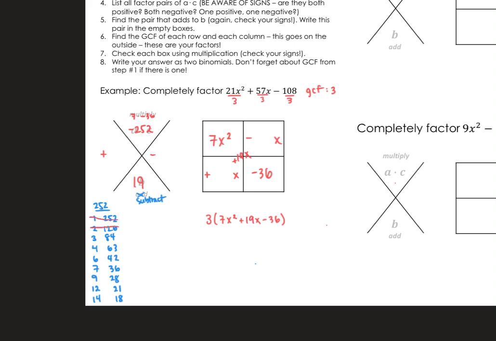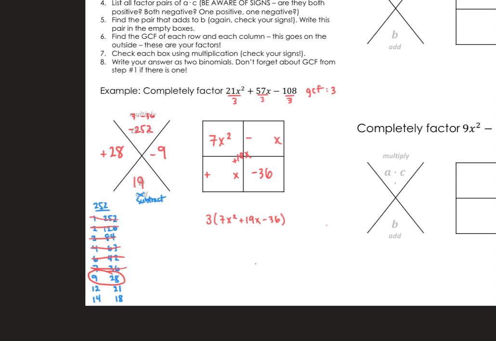2 and 126, no. 3 and 84, that would make 81. 6 and 63, no. 6 and 42, no. 7 and 36, so we're getting closer. 9 and 28 is going to work. In order to make a positive 19, that means my bigger number needs to be positive. So it's going to be positive 28 and negative 9.